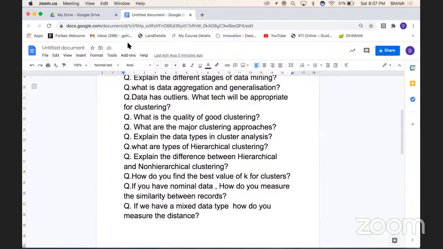So now let me ask you, does k-means have a different name because of this execution criteria? Do you have a different name for k-means?